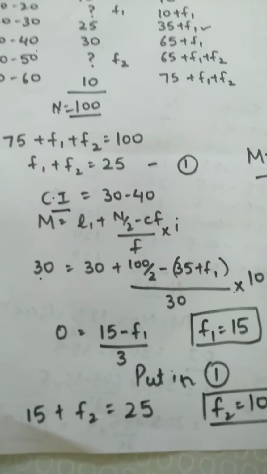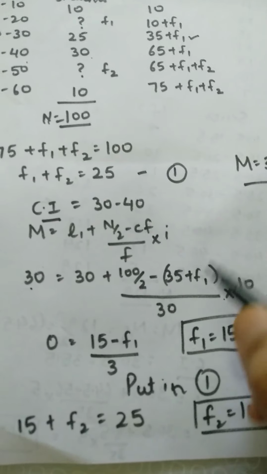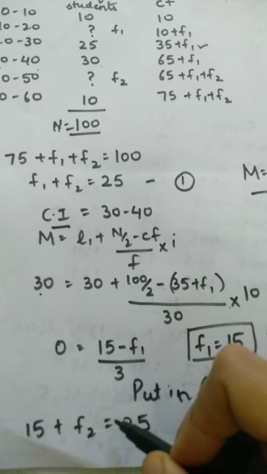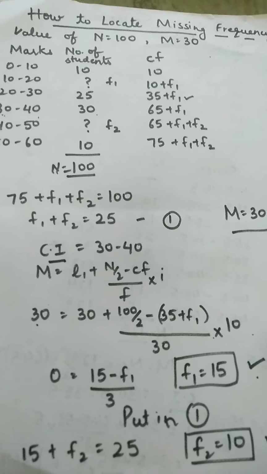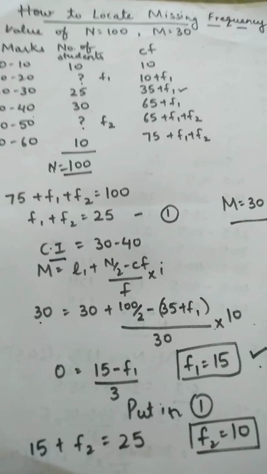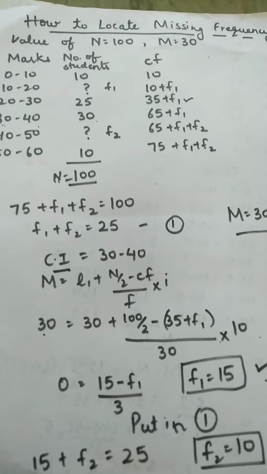When we put this value in our previous equation, the first equation, we substitute the value of F1 and we will get the value of F2. So we were given the question to find the missing frequencies, and in this way we can locate the missing frequencies. I hope you are able to understand. Thank you.